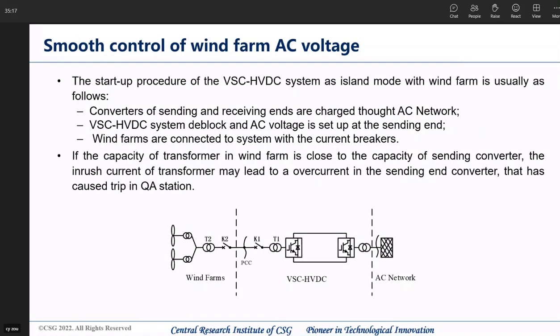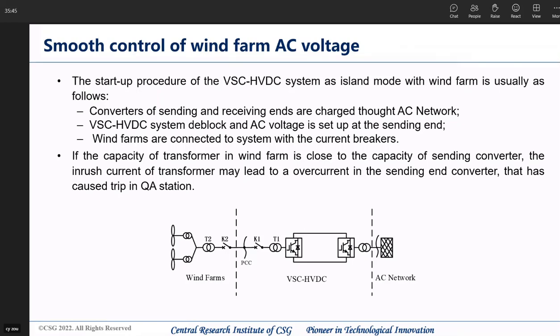The startup procedure of the VSC HVDC in island mode with wind farm is usually as follows. First, converters of sending and receiving ends are charged through the AC network. Then the VSC HVDC system deblocks and the AC voltage is set up at the sending end. Lastly, the wind farm is connected to the system with circuit breakers.